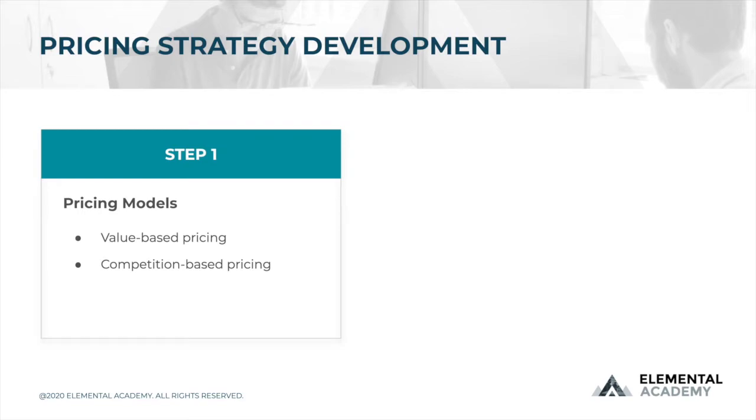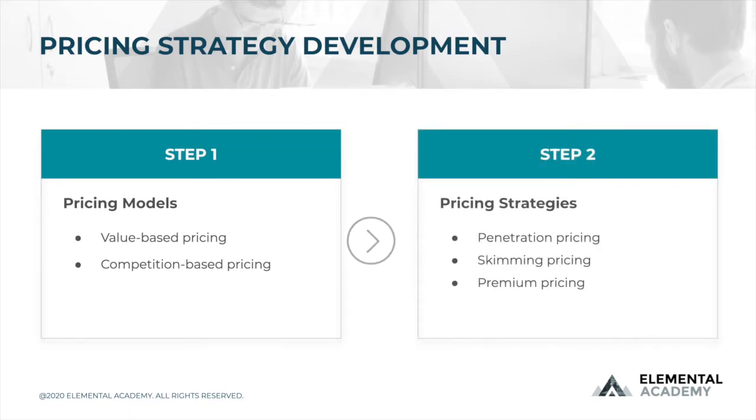In a second step, select your preferred pricing strategy. You can choose from 3 strategies, which are penetration pricing, skimming pricing, and premium pricing. Your pricing strategy takes the price range that you identified during phase 1 as baseline.